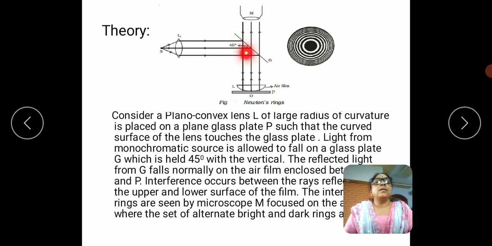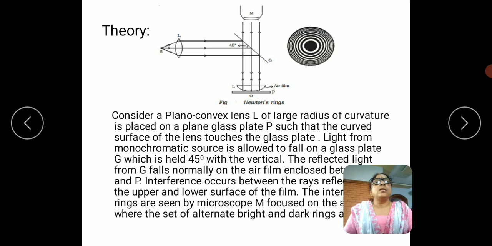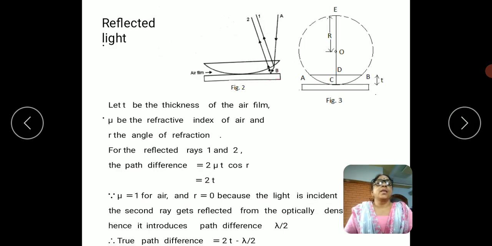When the ray is reflected from the glass plate G, it is incident on the lens L and also on the air film, and there it gets reflected back. Then the superposition of the reflected rays gives the interference pattern, and it is observed through the microscope M. Let us study the theory part.